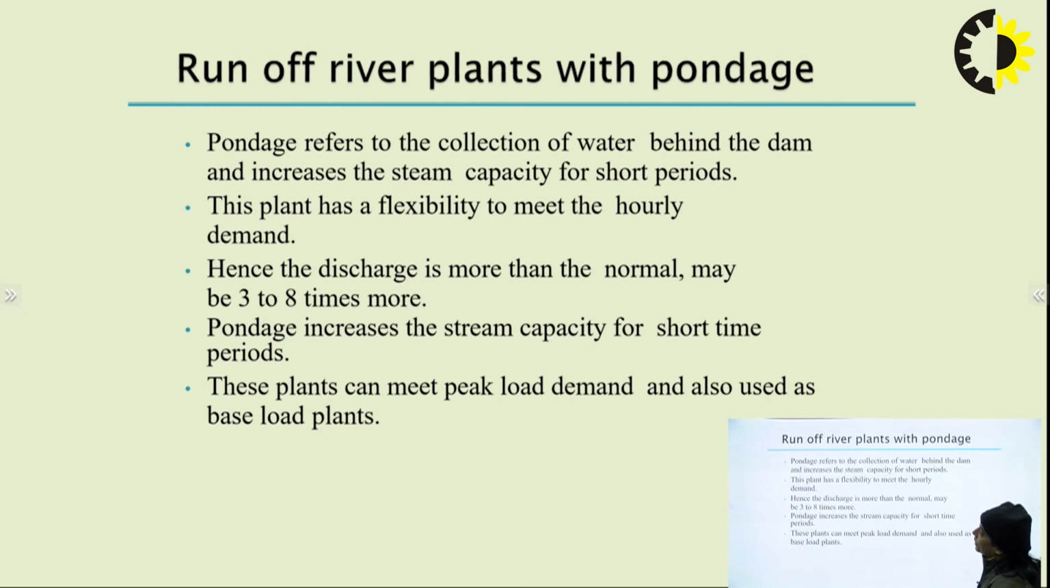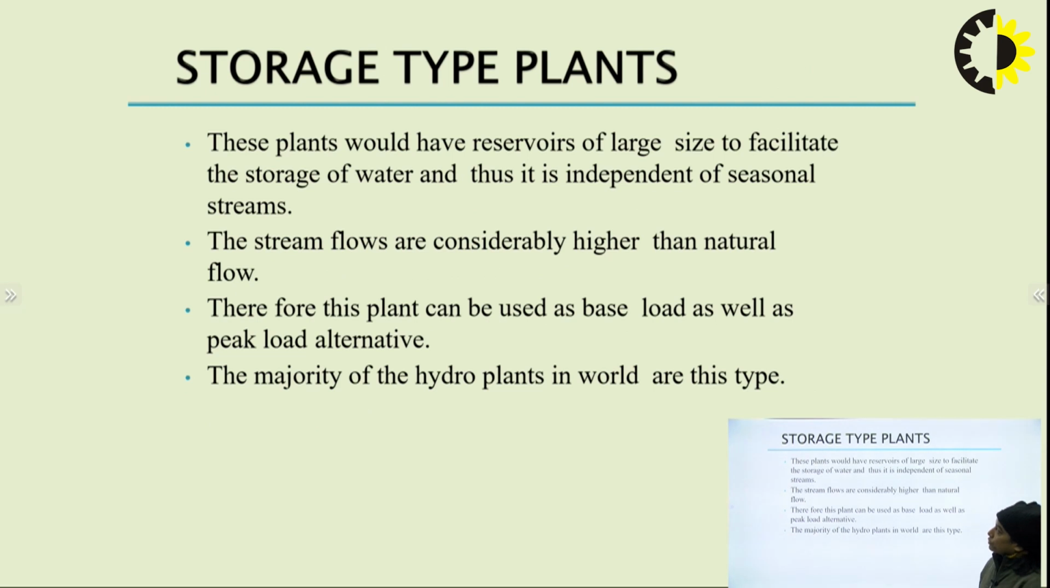So this is the runoff river plant. Pondage refers to the collection of water behind the dam and increases the capacity for short periods. So this plant has flexibility to meet the hourly demand, hence the discharge is more, 3 to 8 times. So pondage increases the capacity for short periods. So this is the storage type plant.